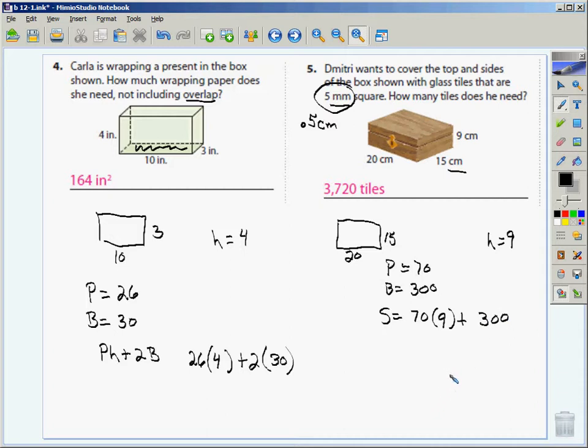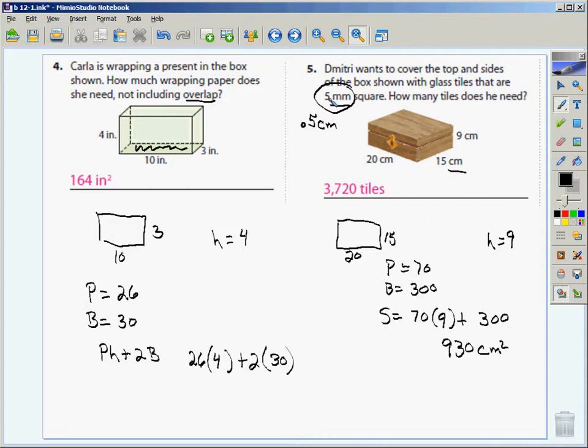So I'm going to take the 70 times 9 plus the 300, and the surface area that I want to cover is 930 centimeters squared. That leaves off that one bottom piece by only adding one of them in. I didn't add both of them.